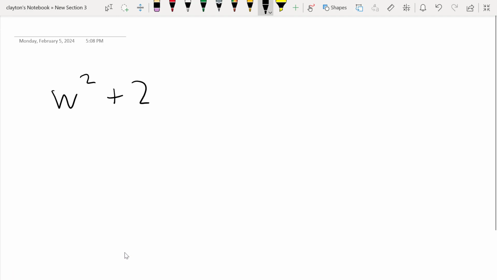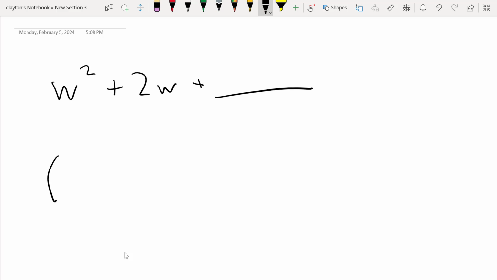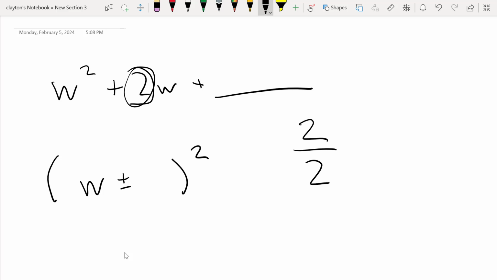So we have w squared plus 2w plus something. The whole goal of a perfect square is we want to have this in the form of w plus or minus, I don't know the sign yet, something, squared. So this is what it means to be in this perfect square format. Now, the algorithm we want to use is we look at this middle number, in our case 2, and we divide it by 2. Always divide by 2.